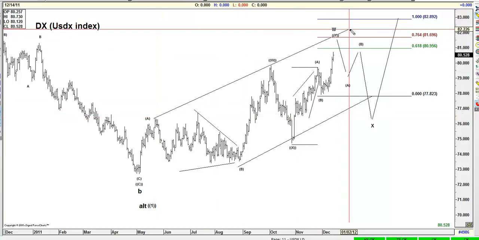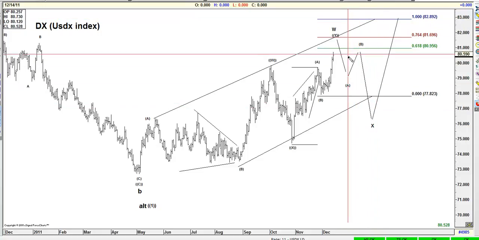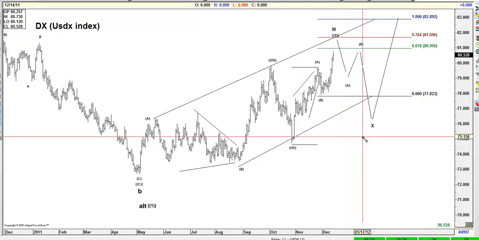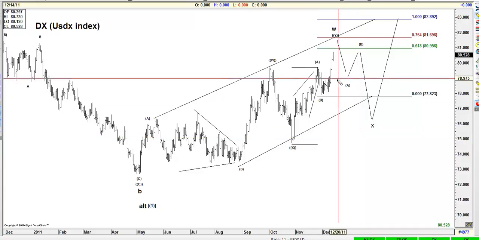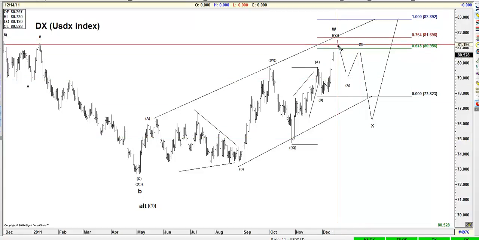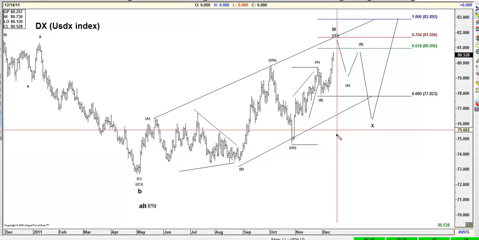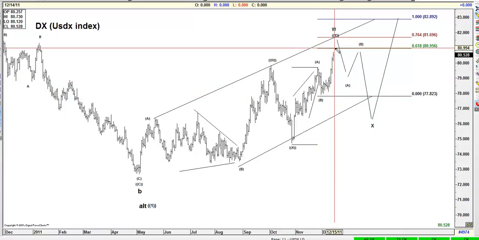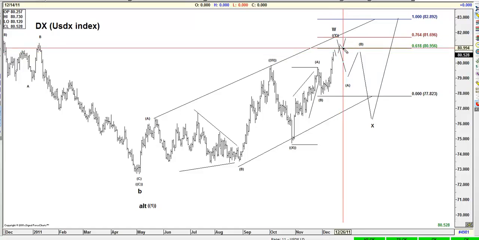Now, usually these double zigzag structures run within the channels. So I would say that 81.70 is a great sell in the dollar. In other words, you guys need to be bullish on the dollar until it proves a run around that area. All right, keep that in mind. And I already explained the idea here. So we're expecting at least two more highs to get to that area before we go lower.